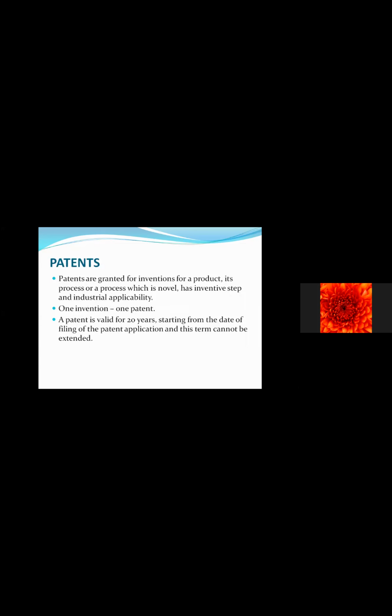Now, the next one is patents. What is a patent? Patents are granted for inventions of a product. The earlier one, copyright, is for something different, like audio, sound, movie, and all that. And patent is for a product, or a process, which is novel, has been invented, and also has industrial applicability.